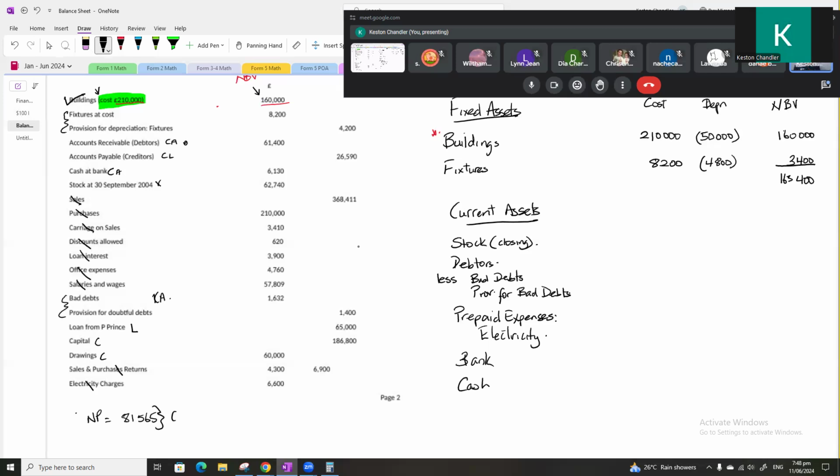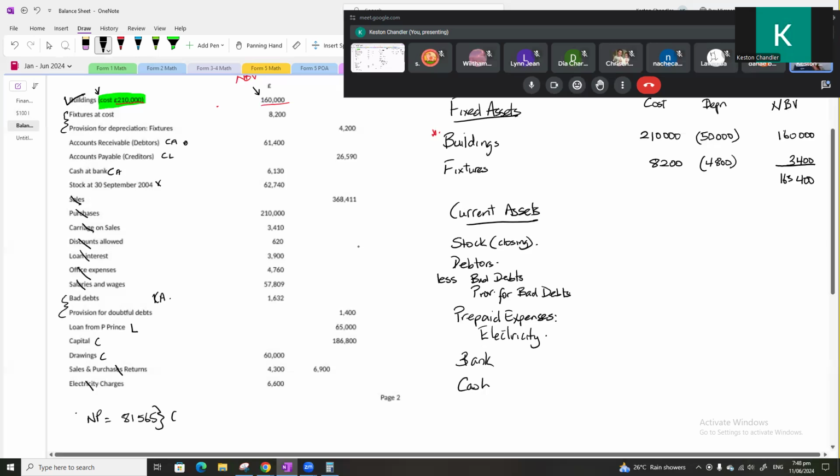In some instances, instead of listing these out here, some books or some teachers may just make the adjustment in a bracket here. They take the total debtors figure and subtract your bad debts or provision for bad debts, right? I tend to prefer to show it so that we could actually see what those figures are. Make sense? Everybody all right with that? Yes? Good.